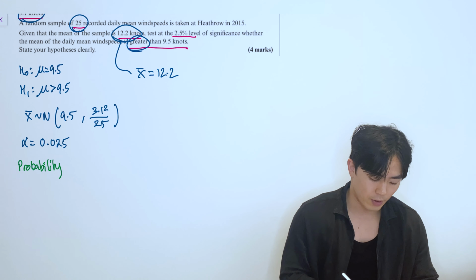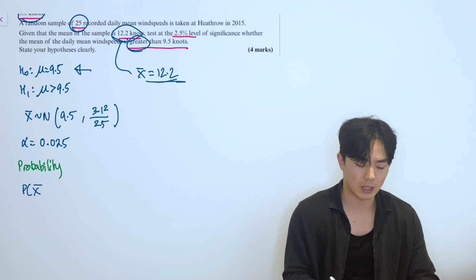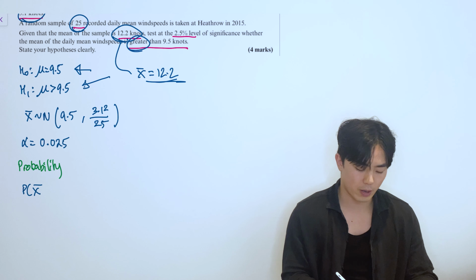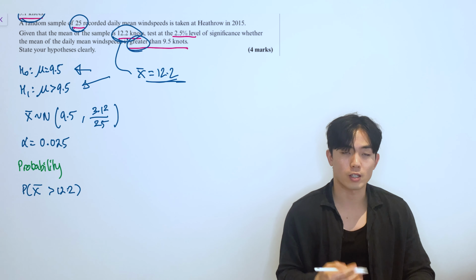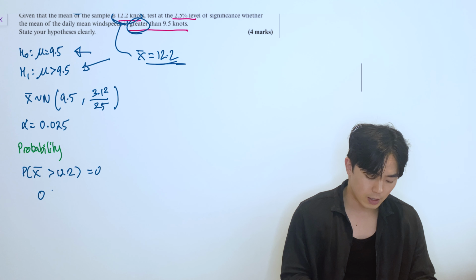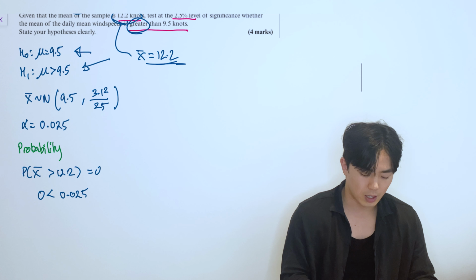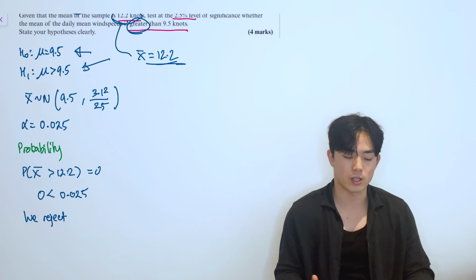So we have to try and find the probability that X bar is larger than 12.2, given the mean of 9.5. That's how we know. And also because it's bigger than 9.5, we find bigger than 12.2. You can use the calculator using the correct parameters and you get a value of 0. So we know that 0 is less than 0.025, the significance level. So therefore we are going to reject our null hypothesis.